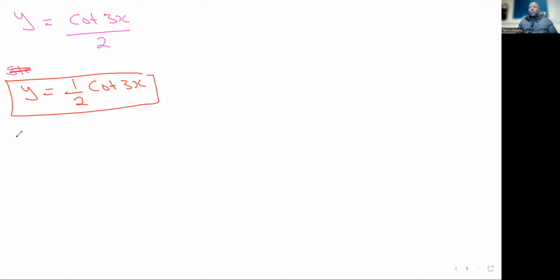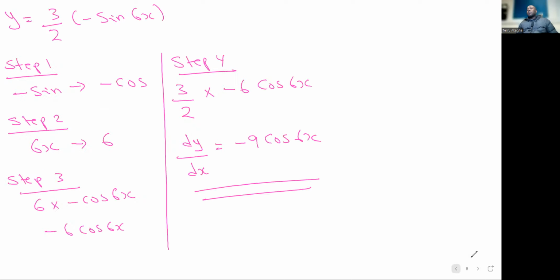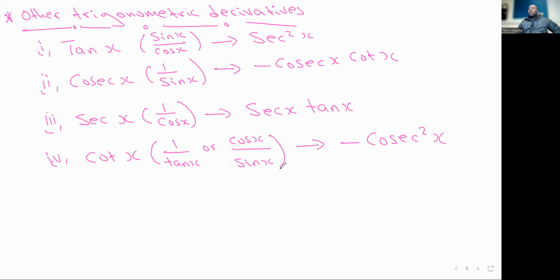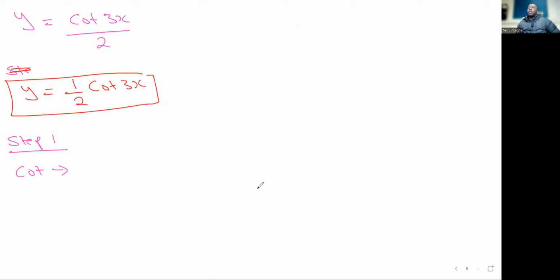So we have step 1. When you differentiate cot, you go back and check, cot will give you minus cosec squared. Okay? Then step 2, we have 3x. When you differentiate 3x, it is going to give you 3. Okay?